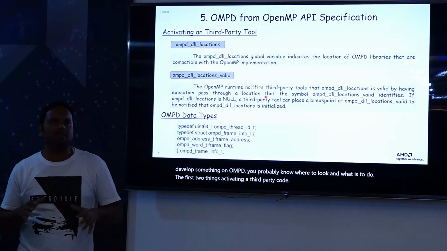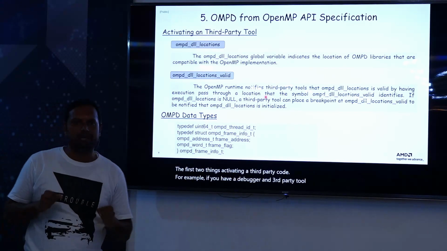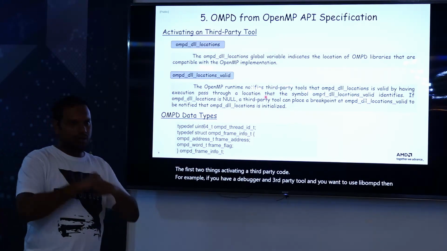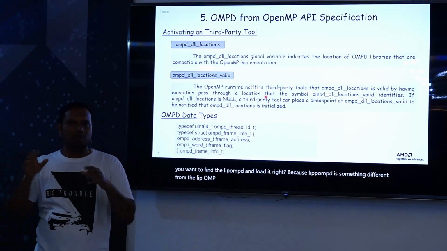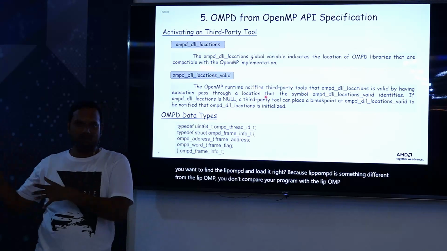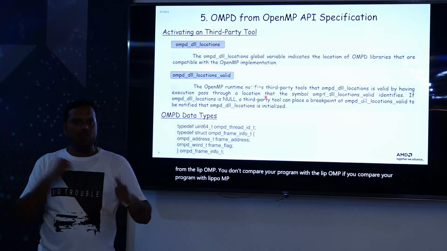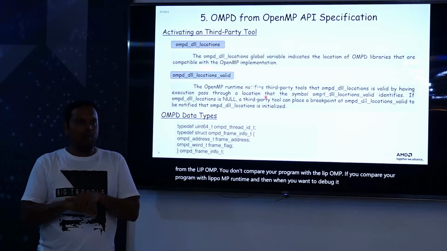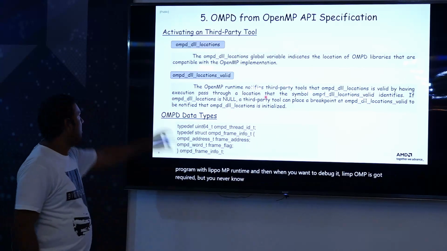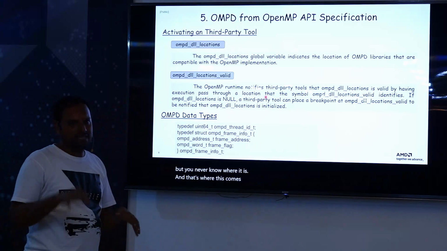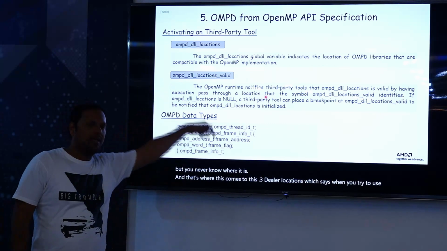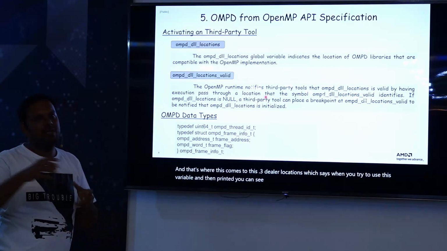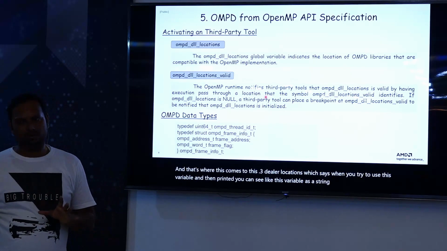For example, if you have a debugger or any third-party tool and you want to use libompd, then you have to find the libompd and load it. Because libompd is something different from libomp. You don't compile your program with libompd. You compile your program with the libomp runtime, and when you want to debug it, libompd is what is required, but you never know where it is. That's where OMPD DLL locations comes in: when you use this variable and print it, you can see a string with where the library is loaded.